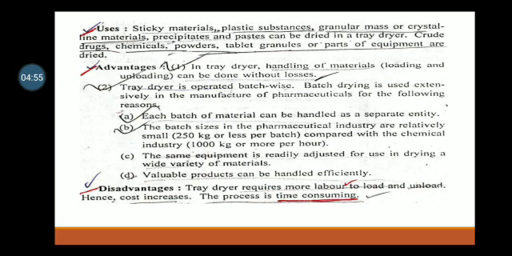Parts of equipment can also be dried. Then advantages: in tray dryer, handling of materials, loading and unloading can be done without losses. Second, tray dryer is operated batch-wise. Batch drying is used extensively in the manufacture of pharmaceuticals for the following reasons. For example, each batch of material can be handled as a separate entity.